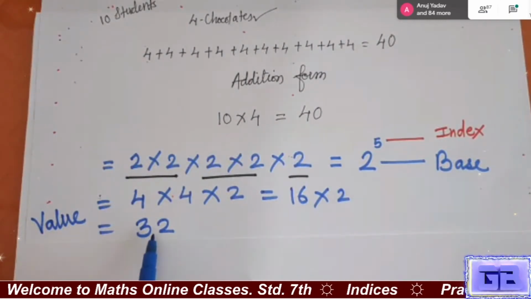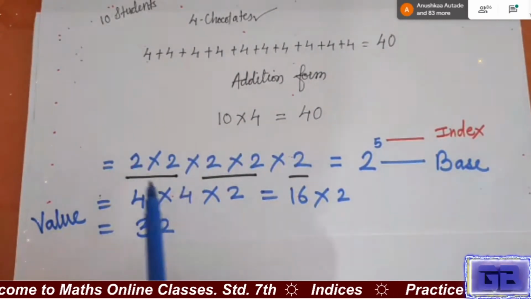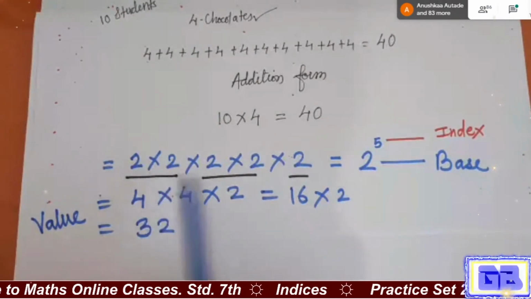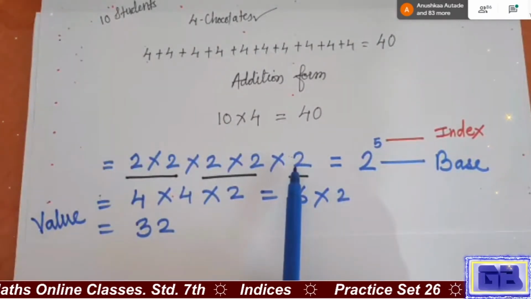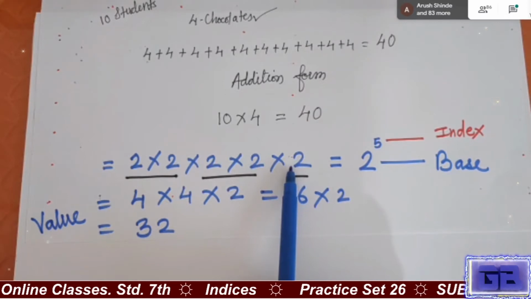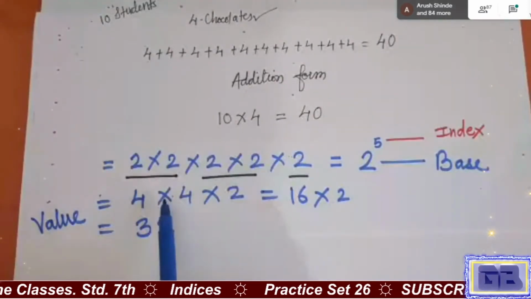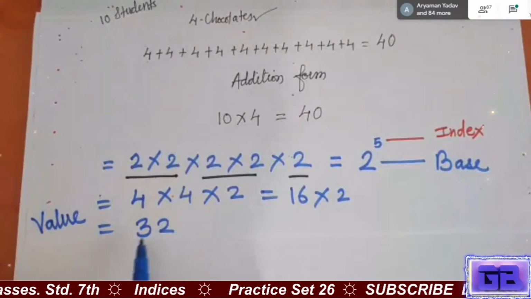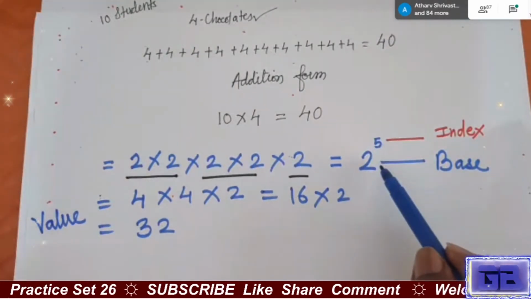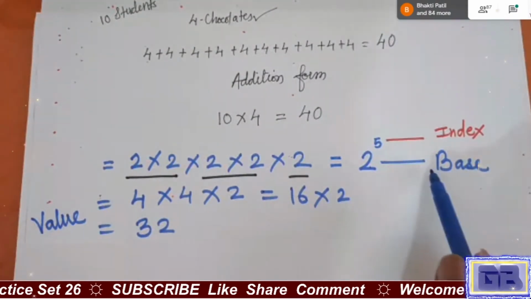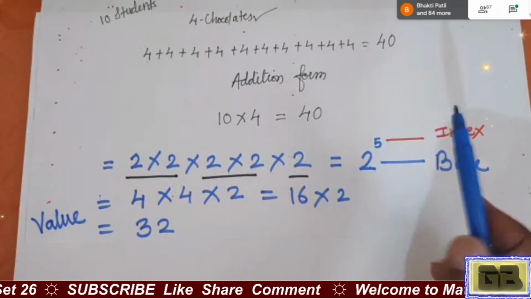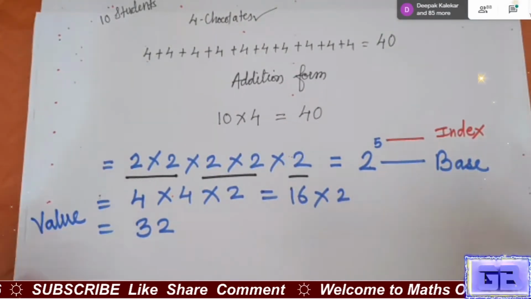And what value did we get? 32. Previously you thought that we have to do addition here. Therefore some students told me 10, but 10 is not the answer. After multiplying step by step, we got 32 here. How to read this base and this index? There are some rules for how to read it, which I will explain now.